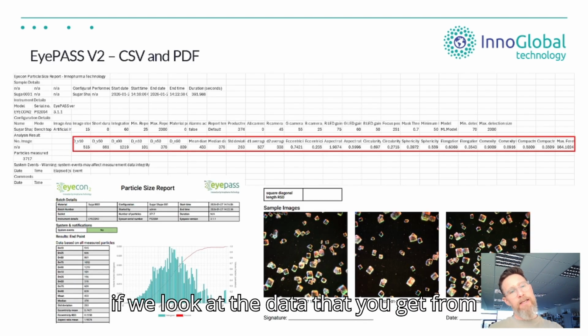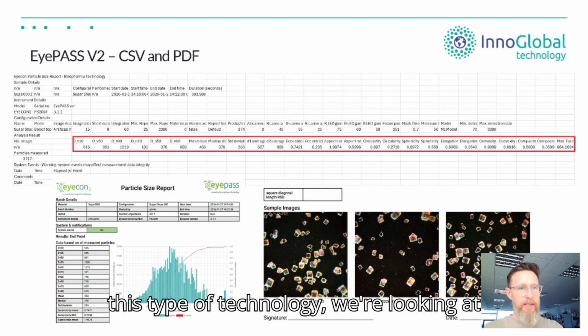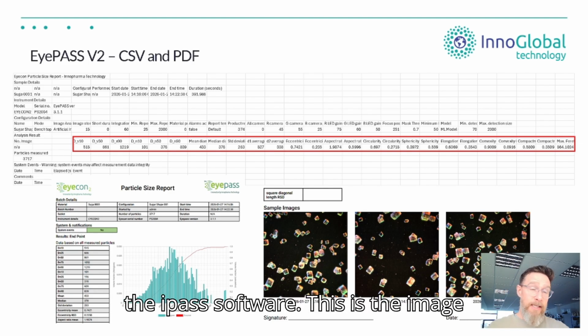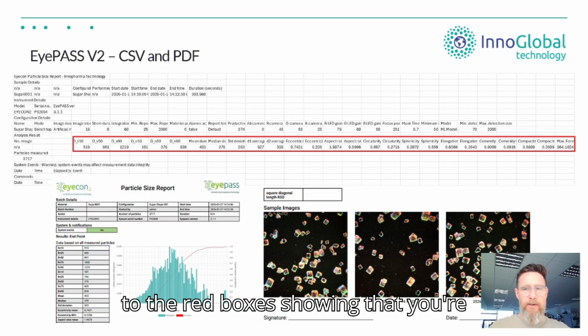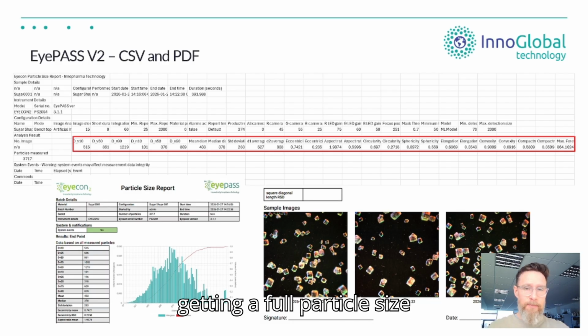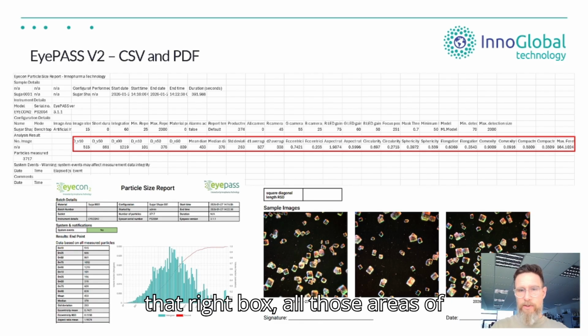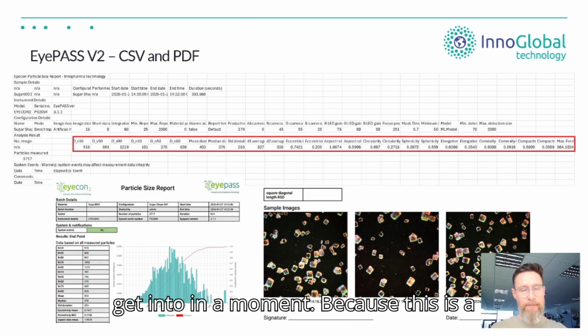So if we look at the data that you get from this type of technology, we're looking at the EyePASS software. This is the image analysis software that's used on the Eyecon2. The red box is showing that you're getting a full particle size distribution, and then toward the end of that right box, all those areas of eccentricity and circularity and elongation are the shape measurements that I'll get into in a moment.